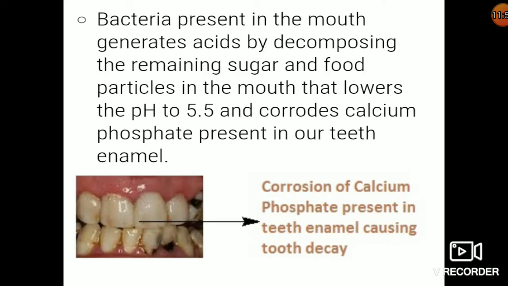Next, bacteria in the mouth generate acid by decomposing the remaining sugar and food particles in the mouth, and it lowers the pH to 5.5. If the pH in the mouth goes lower than 5.5 due to bacterial action on the food sugar items, then tooth corrosion starts and it causes decay in the tooth enamel. The calcium phosphate present in the tooth gets corroded and you start feeling the pain.